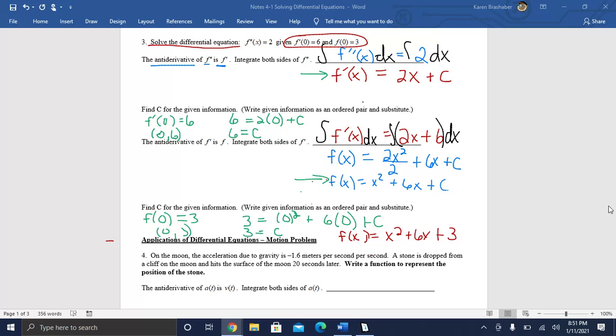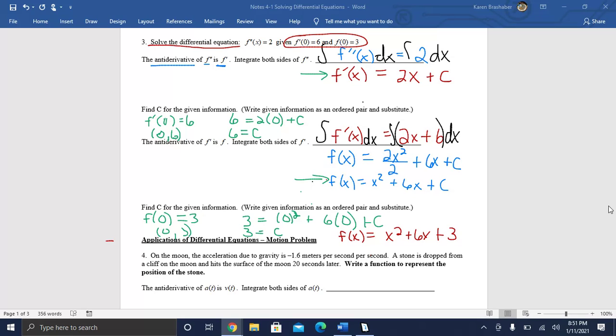So this is what you'll be asked to do anytime you're asked to solve a differential equation. You will integrate both sides, and then if you're given information, you'll go from the general solution with a plus c to a specific solution where you will calculate the value for c.